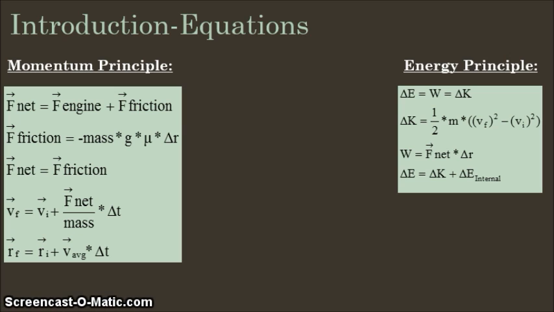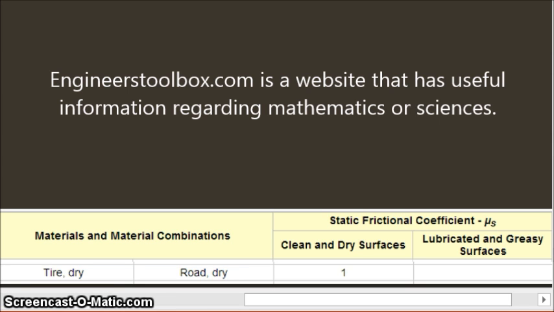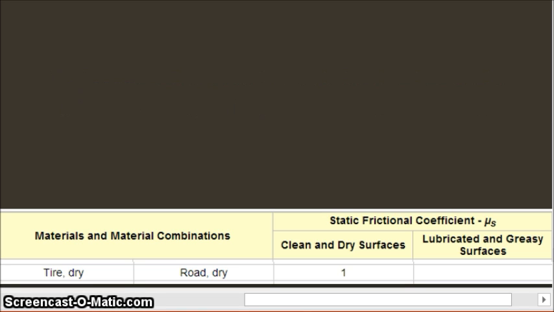We have two different F-net equations here because, like I said earlier, our analysis is split into two different sections. The first F-net is our top equation, and the F-net for the post-collision is our third F-net equation, as well as our different equations for our change in energy. And just a quick note, I used a chart from Engineer's Toolbox on the internet to find the static frictional coefficient for a dry tire on a dry road. So we're assuming that our collision happens on a dry, sunny day.